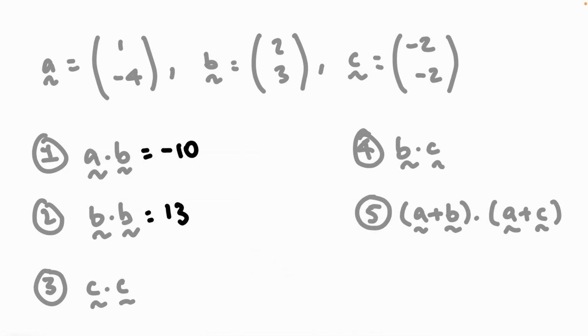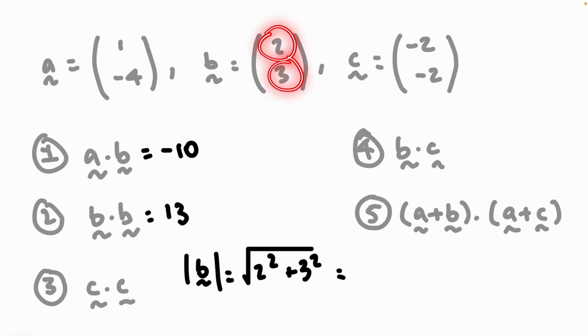Next one, C dot C. I want you to recognize a pattern between these two. You can also work out the magnitude of B. If you remember from my last video, to work out the magnitude of a vector, you simply do Pythagoras: the square root of the i component squared plus the j component squared. In this case the i component is 2 and the j component is 3, so this works out to square root 13.